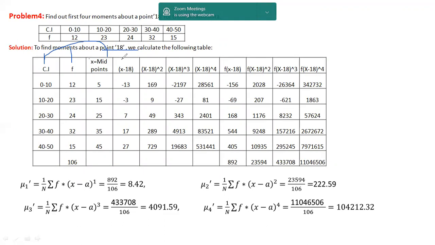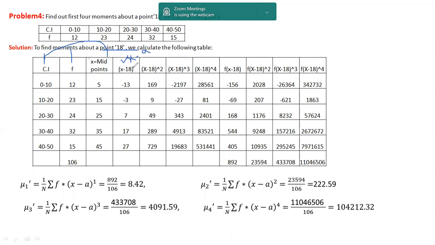Then we are taking deviations from 18. So the mid value x is deviated from the value 18, that is nothing but x minus 18. This is the formula we saw, x minus a, where a is an arbitrary point. Here we are taking a equals 18. So 5 minus 18 is minus 13, 15 minus 18 is minus 3, 25 minus 18 is 7. Like that we are getting this column.